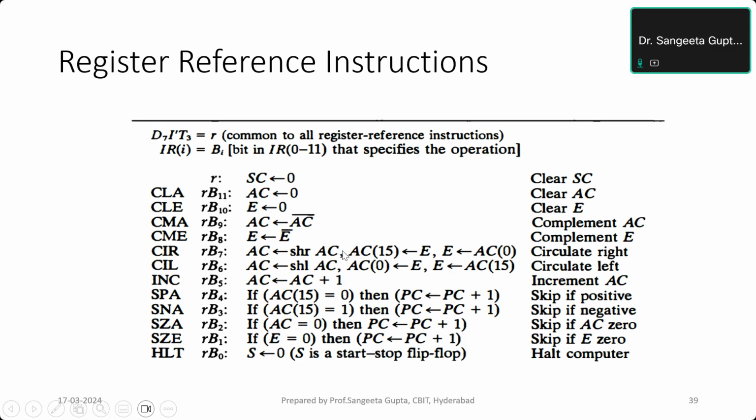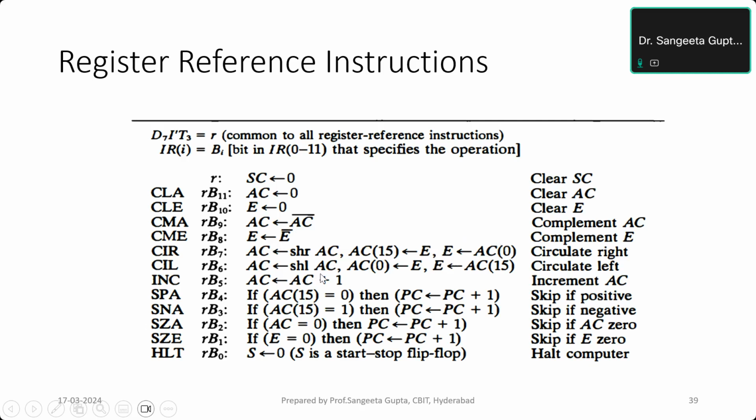In circular right shift, we are shifting right by one position the contents of the accumulator, and the bit in the 15th position of the accumulator is obtained from the E flip-flop. This E flip-flop in turn obtains its value from the 0th bit of the accumulator. Hence, in a circular fashion, without any loss of bits, we shift the bits by one position to the right side.